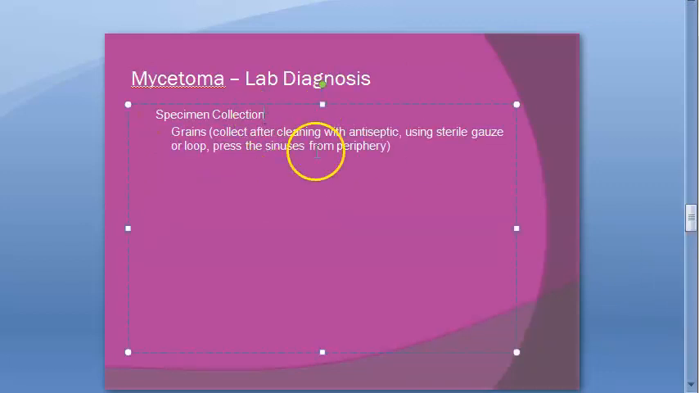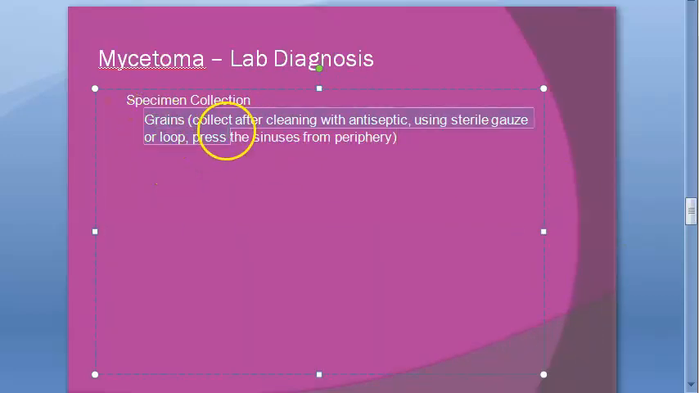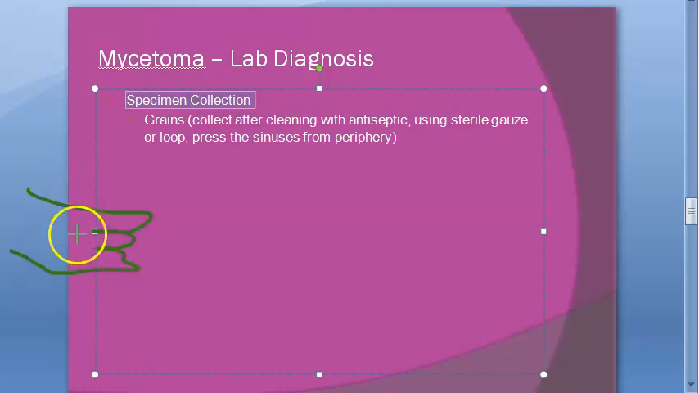Okay. The lab diagnosis, what will you collect? Obviously, you will collect the grains, correct? And how you will collect: first, you have to clean the foot with antiseptic. Then use a sterile gauze or loop. Press the sinus from the periphery and then collect the grains. Guys, specimen collection, pay attention here. Basically, this is that guy's foot. Clean it with antiseptic, then use a sterile gauze to press the sinus, and collect the discharge and the grains. That is the specimen collection.